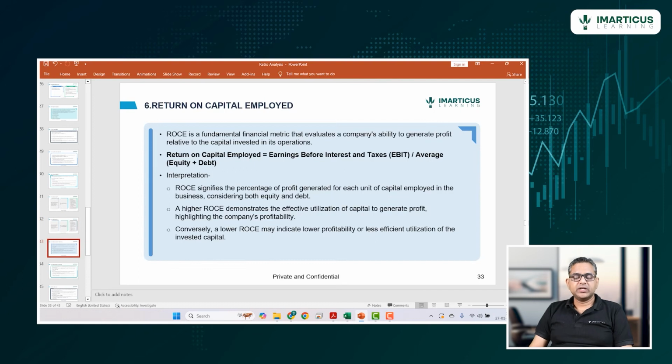Next ratio we have is return on capital employed. Here we are talking about both debt and equity. Okay, return on capital, total capital employed, which includes debt as well as equity. So it is a fundamental financial metric that evaluates a company's ability to generate profit relative to the capital invested in its operations. Now, if you look at the formula, in the denominator we are using equity plus debt. That means total capital employed is the denominator.